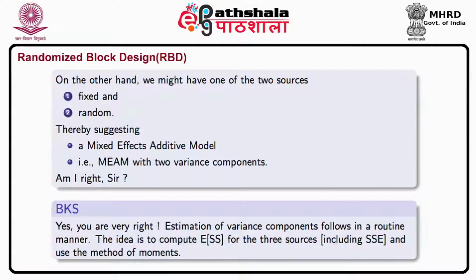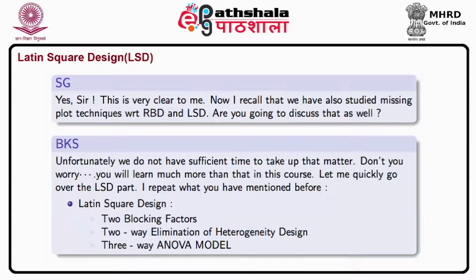Estimation of variance components follows in a routine manner. The idea is to compute the sum of squares in the ANOVA table and their expectations under the true model that we envisage in terms of the random effects model. So for the three sources of variation, we compute the sum of squares, we compute their expectation assuming the model is REAM, and then we use the method of moments to estimate these variance components.